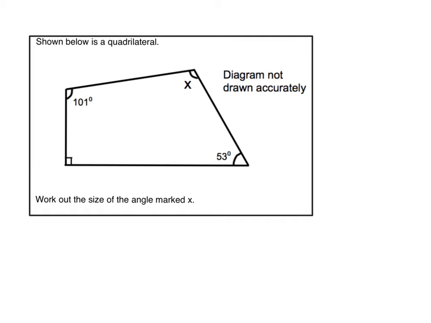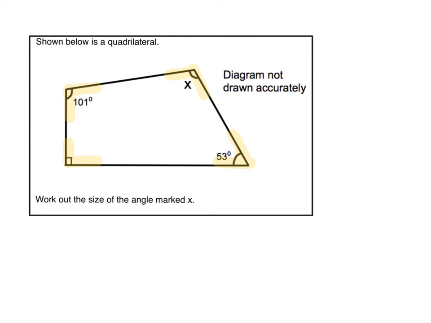So we've got a quadrilateral. It says diagram not drawn accurately, so don't reach for your protractor. So to start with, I'm just going to demonstrate how many degrees there are in a quadrilateral. And I'm going to do that by drawing those angles, and I'm just going to move those angles.